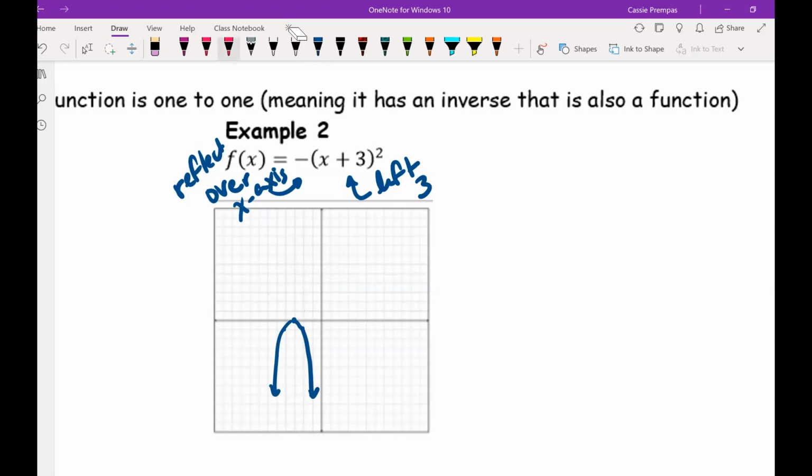Okay, now if I look at it, is this graph 1 to 1? Is it a function? Yes, it passes the vertical line test. Is it 1 to 1? Meaning, does it have an inverse that is also a function? And the answer is no, not 1 to 1. If you think about it, you could look at any ordered pair. Like if I look at the ordered pair at -2, -1, and this one would be at -4, -1. Notice that they have the same y, and that's what can't happen for a function to be 1 to 1.